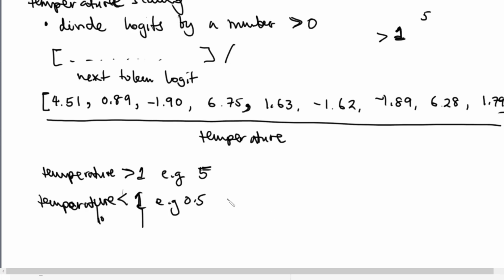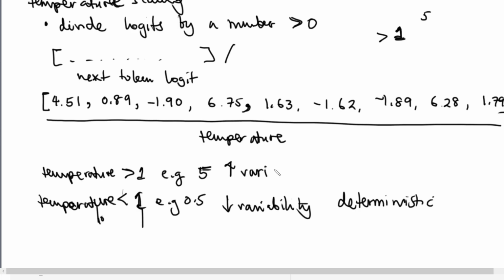So this reduces variability. Now the model will say, I'm only going to take this one 90% of the time, because with my multinomial probability, it just makes sense to take this one. They are not similar, they are not uniform, so this is the only logical choice. So this becomes more deterministic. And if your temperature is greater than one, it increases variability.